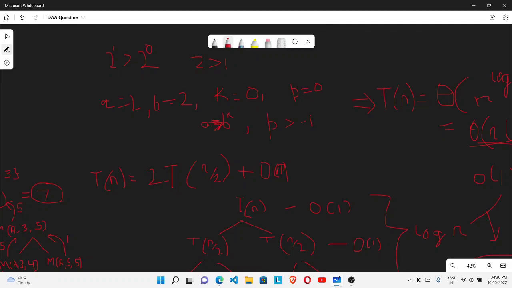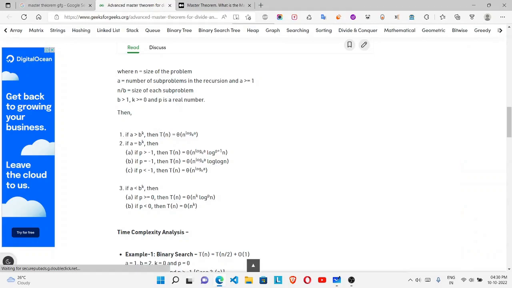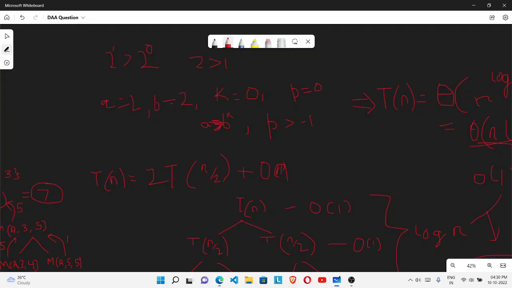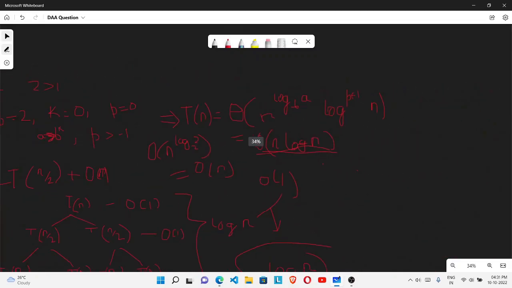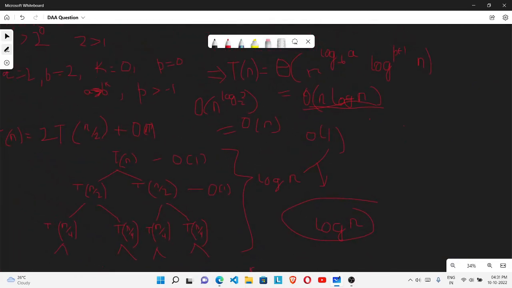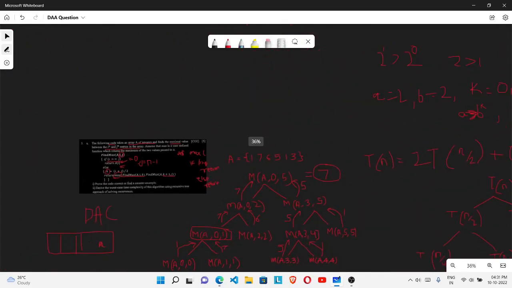So it should be A greater than B raised to K. And if A is greater than B raised to K, the master theorem tells us that the answer is big O of n raised to log a base b. So log 2 base 2, which is 1. So answer is big O of n. Now what has happened? From this one we are getting logarithmic, and from master theorem we are getting a linear answer.